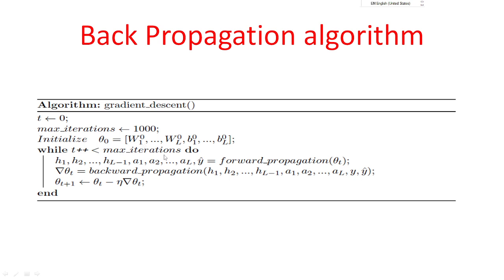Using gradient descent with the backpropagation algorithm, you initialize the weights, then you give the condition of iteration. You do the forward propagation first, compute the loss, find the derivatives, and compute the backpropagation. Then, using the derivatives, you update the weights.